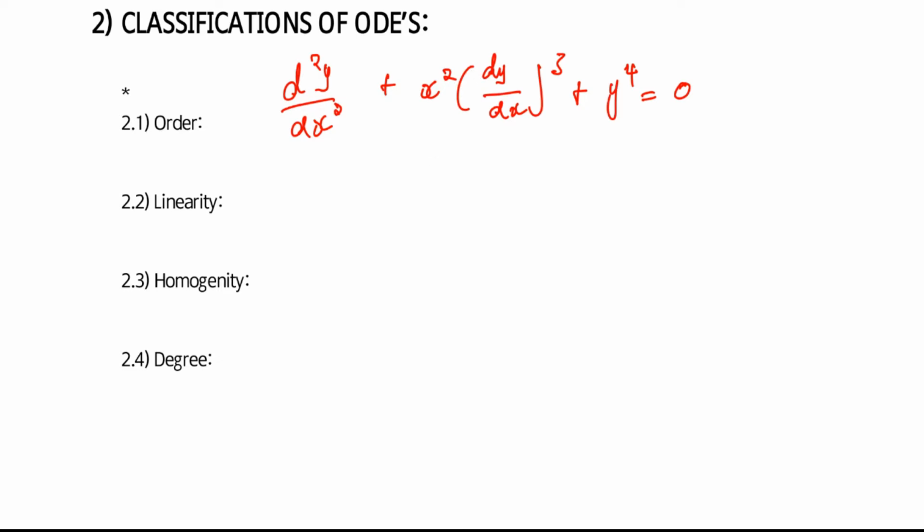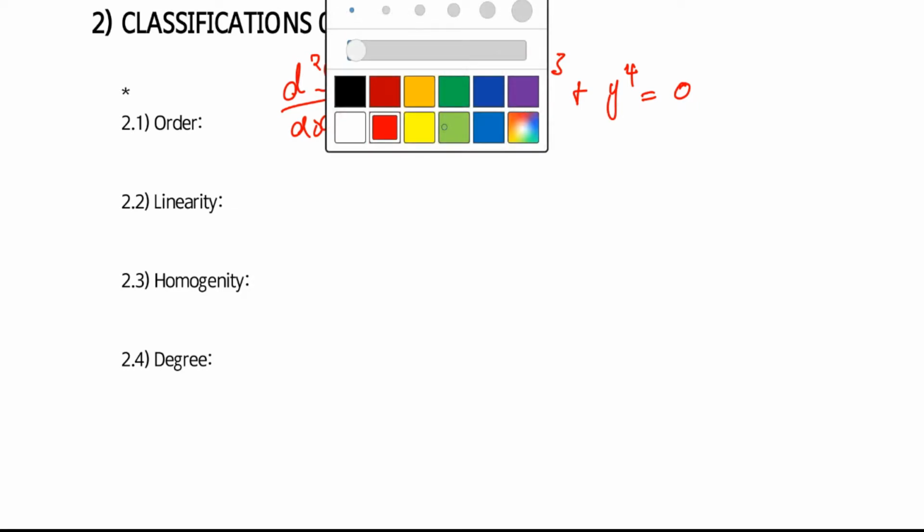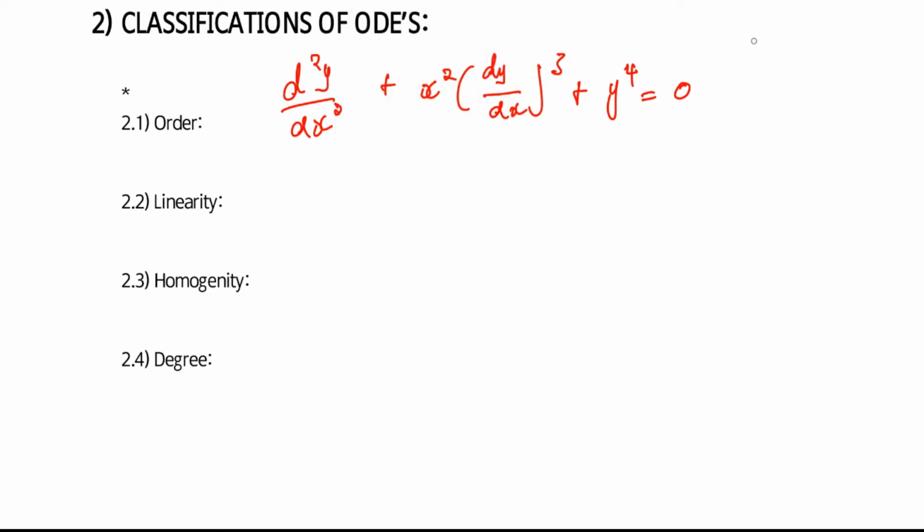Here we know that y is the dependent variable and x is the independent variable, and for the order we take the highest derivative of the function. The highest derivative here is the second derivative. Take note, don't be confused by this thing. Let me show you what some people tend to say.